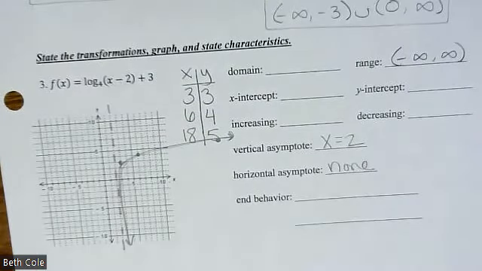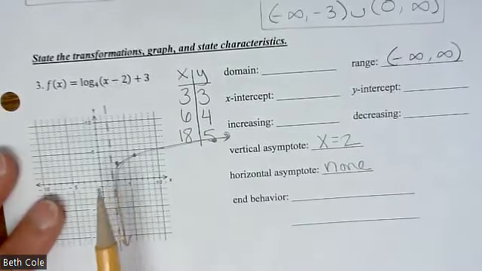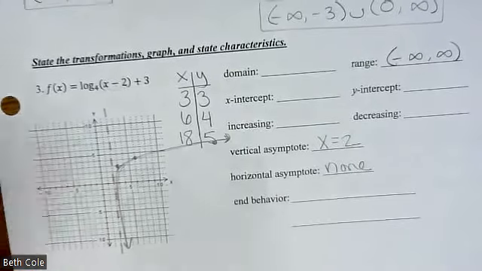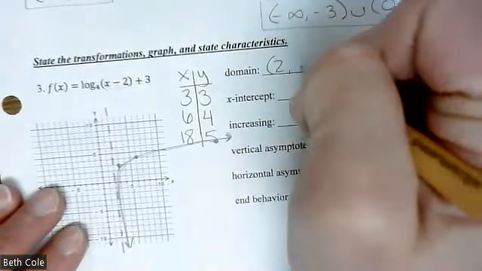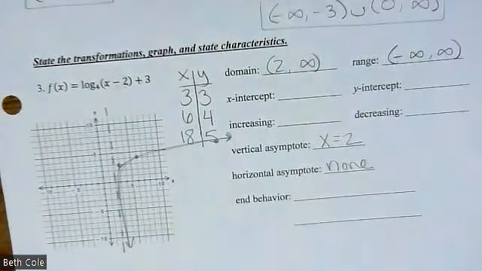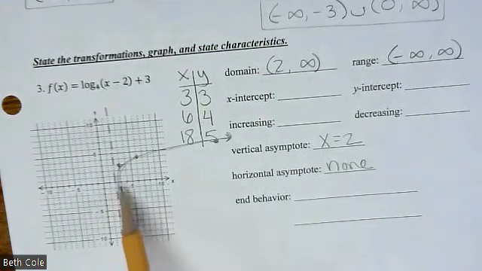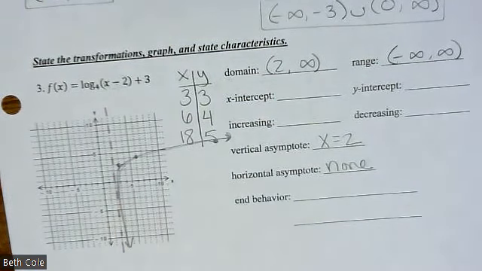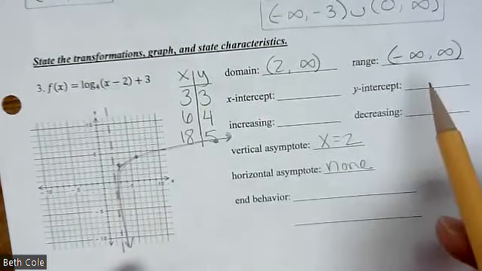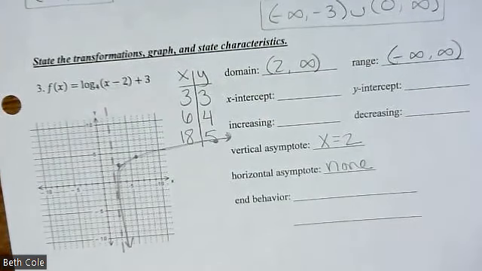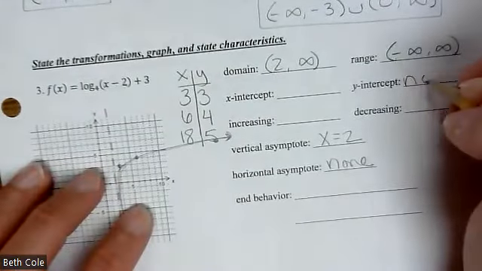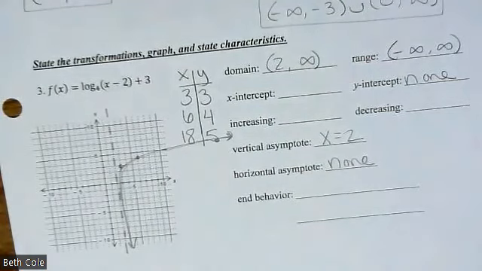Okay? Domain, read left to right. Your domain would be from where to where? 2 to infinity. No brackets. Everything will be parentheses in this unit. X-intercept we're going to come back to, because there is one, but it's not plotted really nicely. It's going to involve fractions as a heads up. We'll come back to that. Y-intercept. Is there one? Actually, no, none. That's an acceptable answer. None is an acceptable answer.